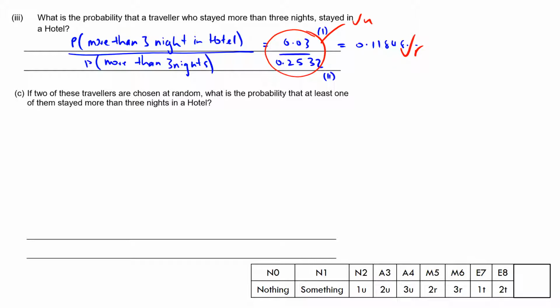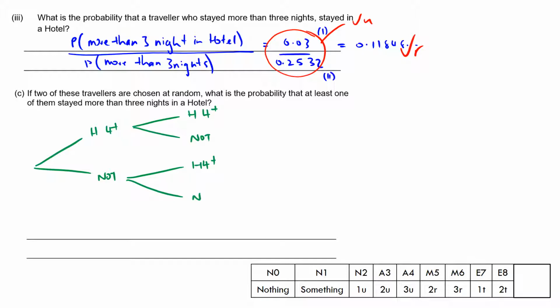Now to answer the second part, part C, we're almost looking at a whole new tree diagram. We're only interested in whether they stayed in a hotel for 4 nights or more, or that they didn't. The question is asking, what's the probability that at least one of them stayed in a hotel? That answer there is true, and that answer there is true as well. Remember all 4 of these answers will add to 1. So we can just go 1 minus this answer down here.